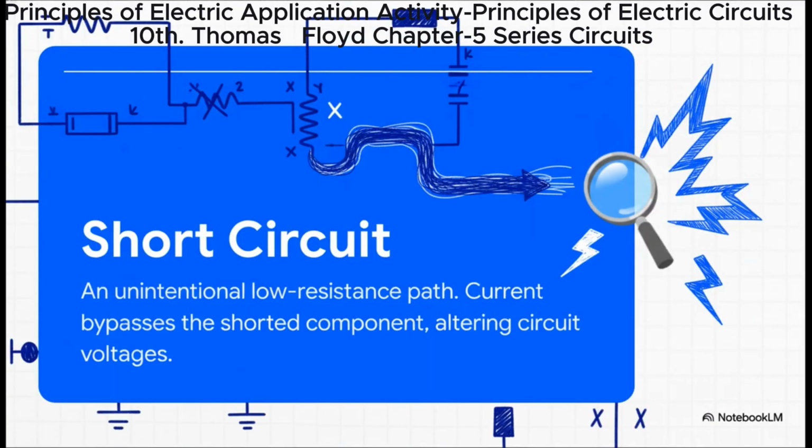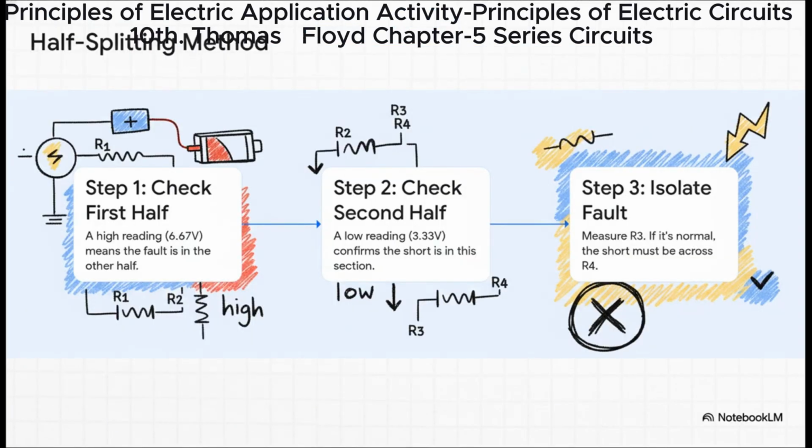A really common culprit for this kind of thing is a short circuit. This just means something, maybe a bad component or a stray bit of wire, has created a super low resistance path. You've got to remember, current is lazy. It's always going to take the path of least resistance. So it just bypasses the shorted component entirely, which throws off all the voltage drops for the rest of the circuit. So how do we hunt this thing down without just randomly poking around?